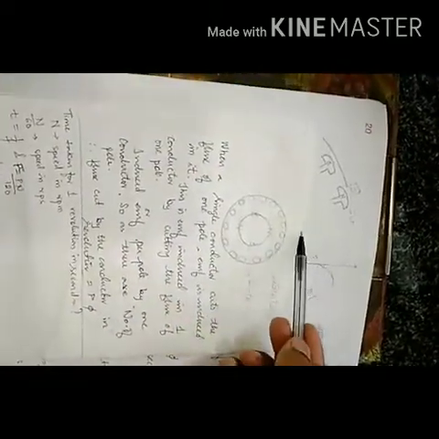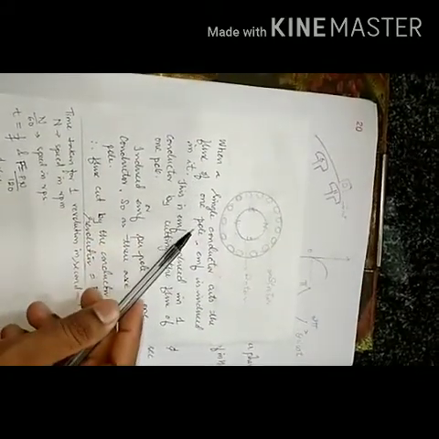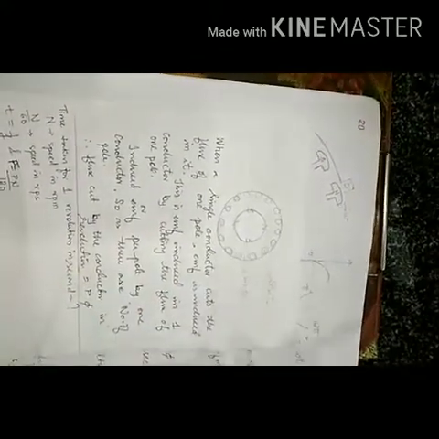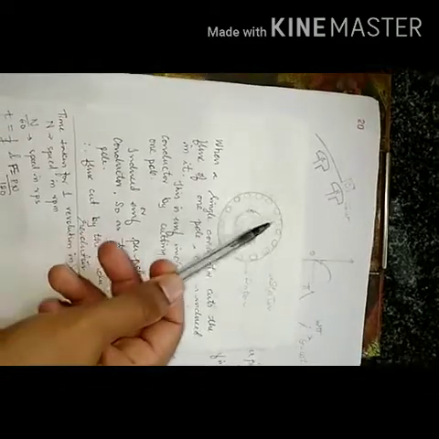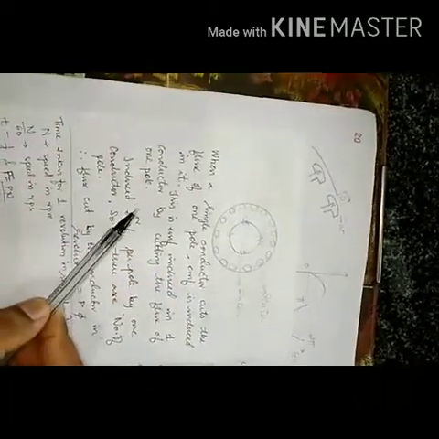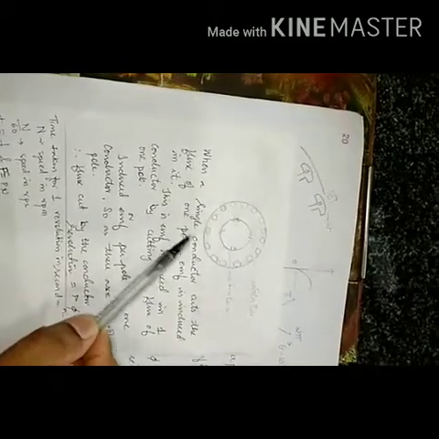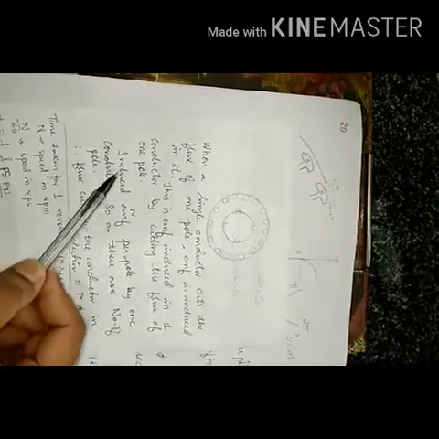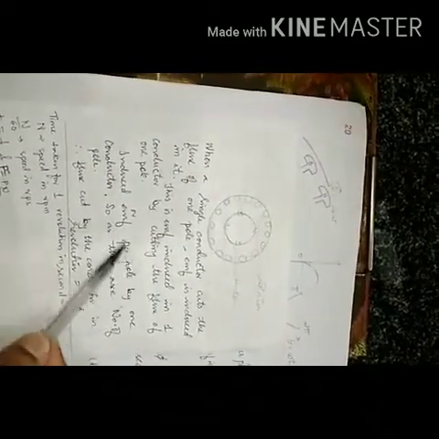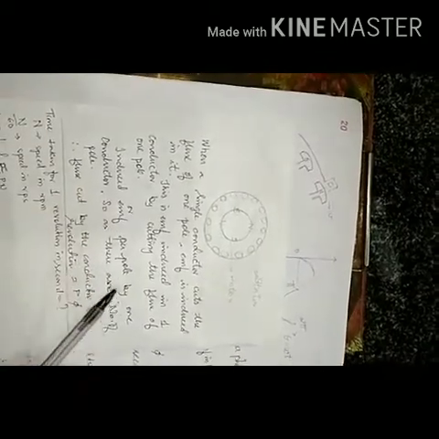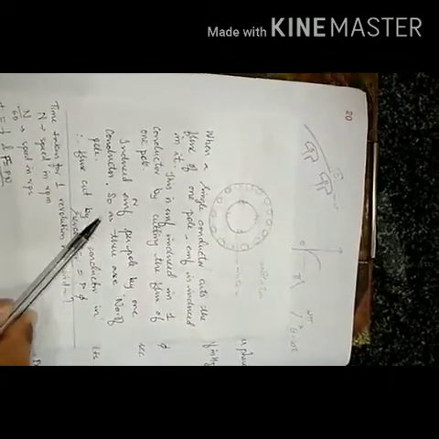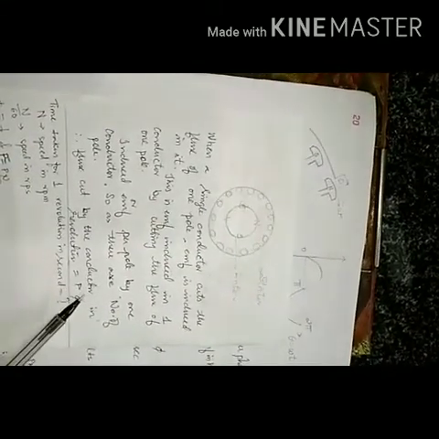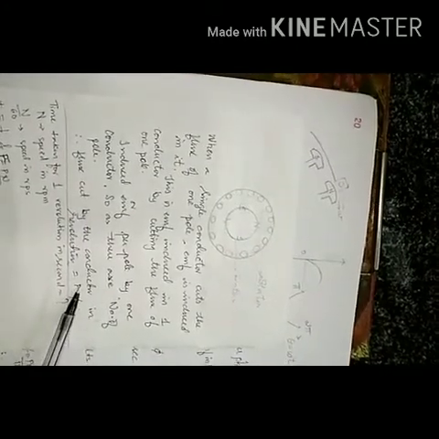Let's assume a single conductor cuts the flux of one pole. It can be any pole, north or south. If a single conductor cuts the flux of one pole, EMF is induced in that single conductor. That is the EMF induced in one conductor by cutting the flux of one pole. As there are a number of poles, the flux cut by the conductor in one revolution is P phi. This P is the number of poles, right?